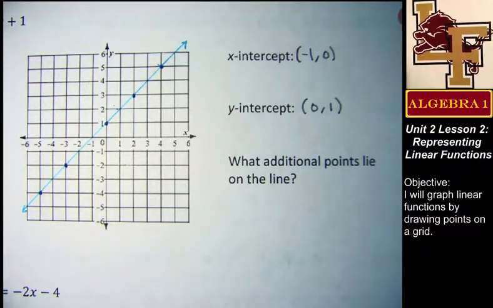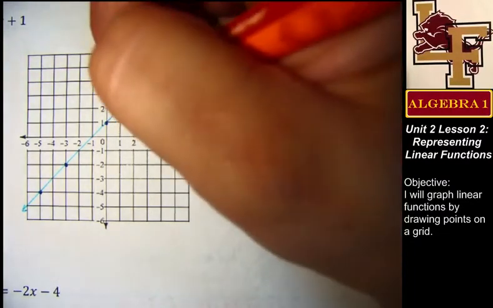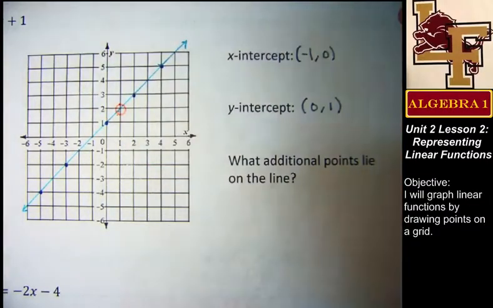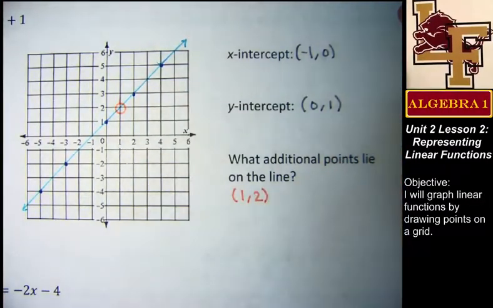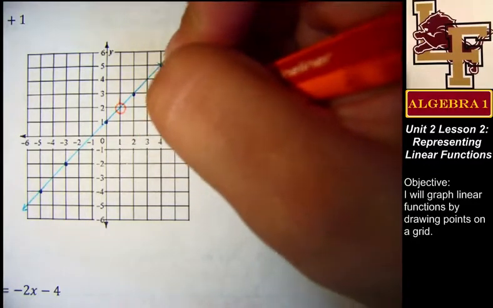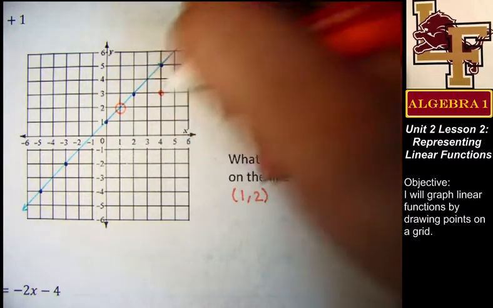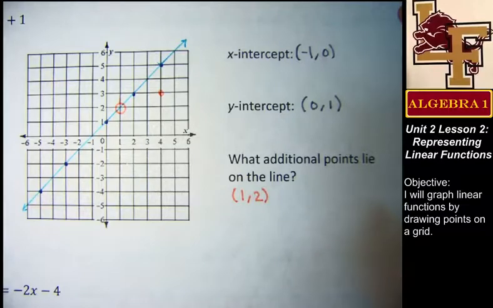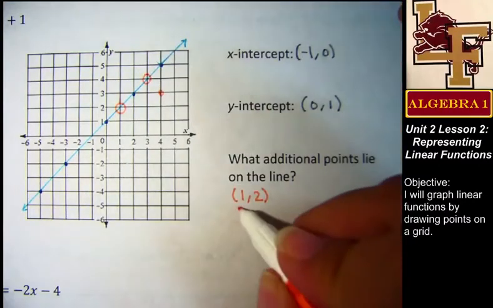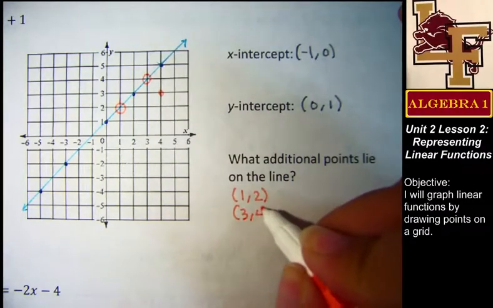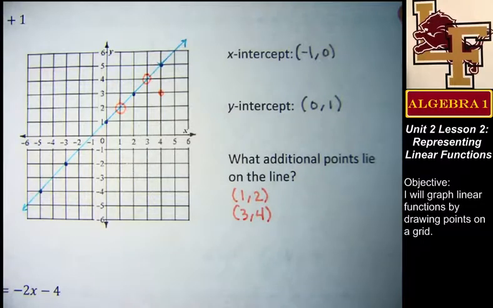All right? 1 and 2. You said 1, 2. Here's a point right here. So 1, 2. Can I have another one? 4, 3. 4, 3 is not on the line. Try again. 3, 4. All right, no problem. 3, 4. This is like playing Battleship, by the way, guys. Hit, you sunk my battleship.